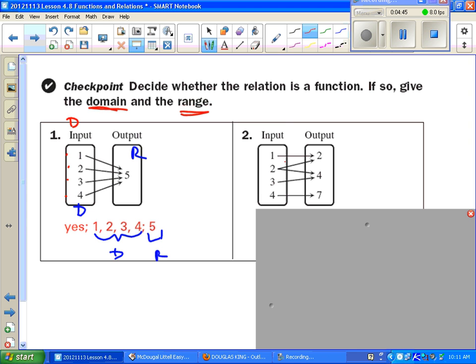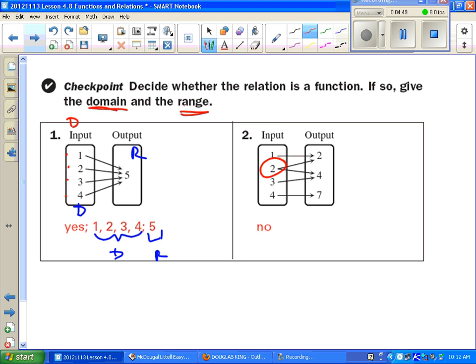As you look at the second one, 1, 3, and 4 are good. They each have one arrow leaving them apiece. But as you look at the number 2 inside of your domain, or inside of your input here, it wouldn't be a function. Inside of your input, it has 2 values leaving it. It has 2 output values. Therefore, it is not a function.